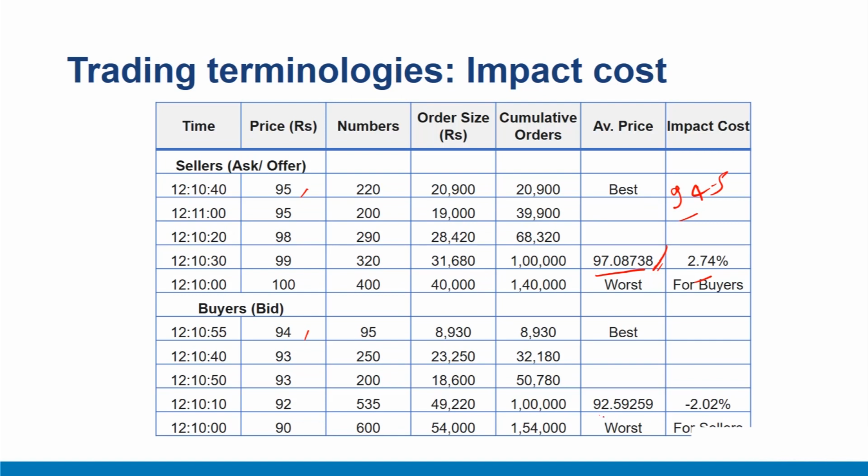Similarly, on this side, this is the weighted average price. Since this is less than mid price, our measure is negative. We'll divide this also again by 94.5 and subtract from 1. So we'll get in percentage term minus 2.02%. Of course, since this volume weighted average price is less than mid price, the value is negative, but we are more interested in magnitude here.